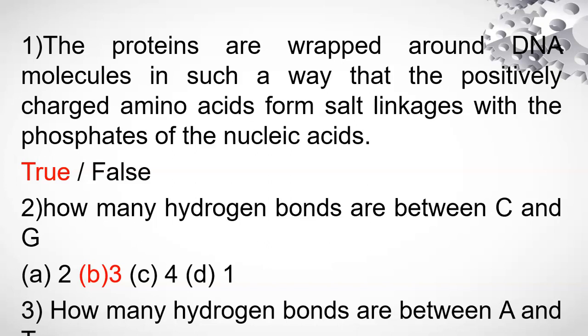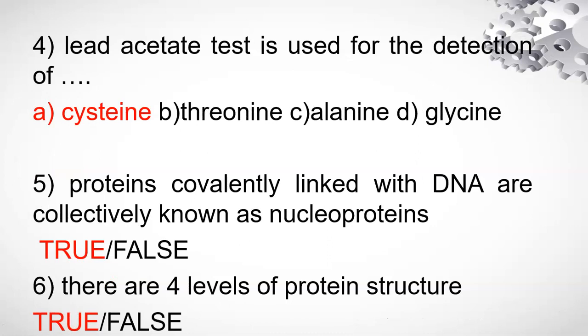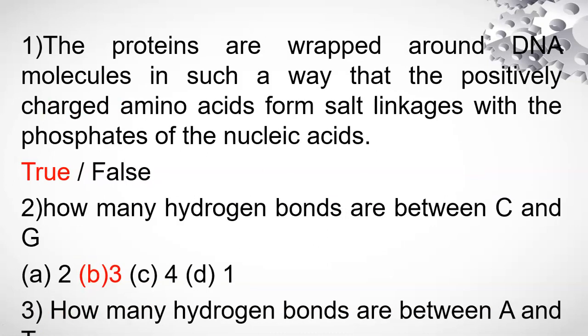So how many hydrogen bonds are between C and G? C is cytosine, while G is guanine. So the hydrogen bond between them is 3. So the answer to that question is B. The third question here we have is, how many hydrogen bonds are between adenine and thymine? So the answer to that question is 2.